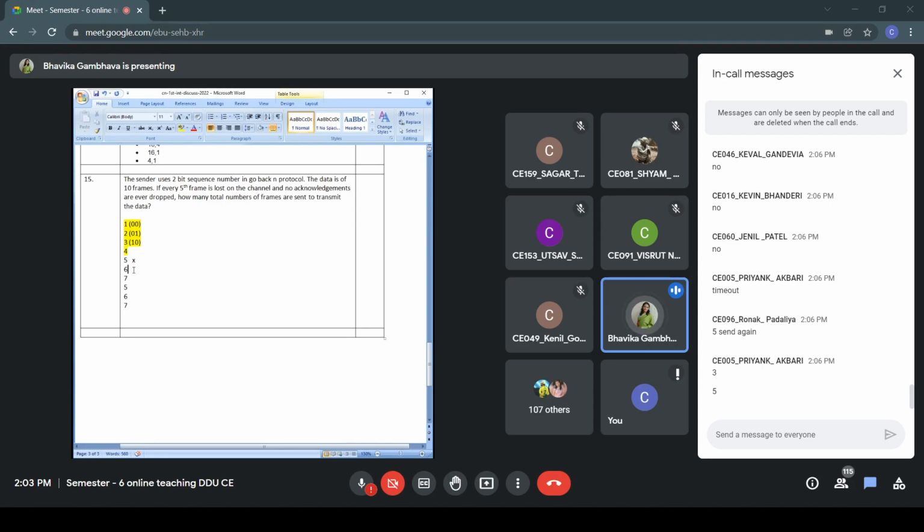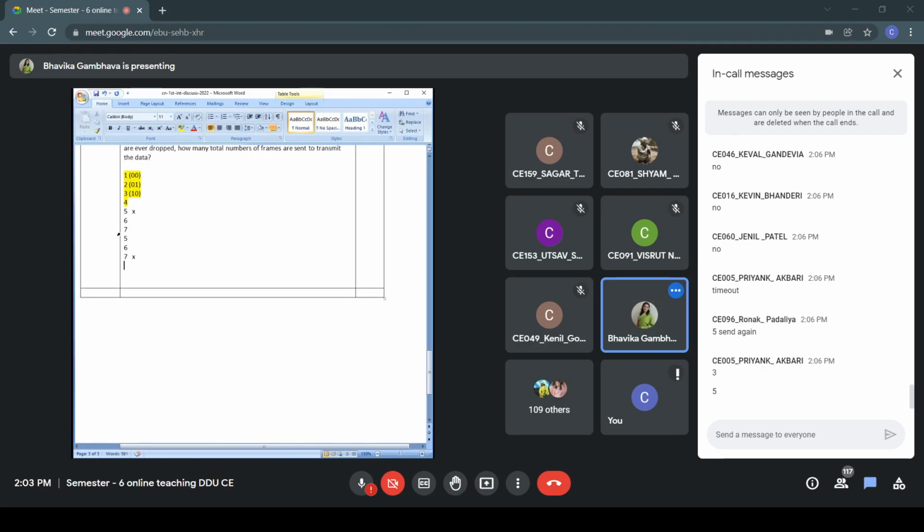Remember the rule. What is the rule? 1, 2, 3, 4 and 5. The 5th frame will be dropped. Now what happened at the transmitter? This 6 and 7 were rejected. This was lost. And this is rejected by the receiver. This one was also rejected by the receiver.